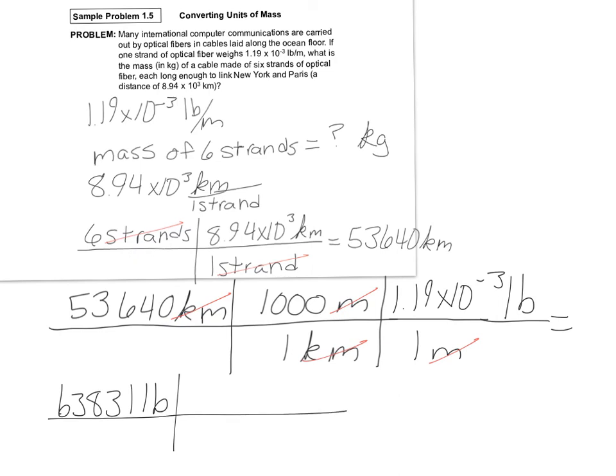And now I've got to convert that to kilograms, because the problem's asking for it in kilograms. So if I look on table 1.4, I will see that there's 2.205 pounds in 1 kilogram. And so now pounds divided by pounds are going to equal 1. That's going to cancel out. So I've got my 63,831 divided by 2.205 equals, and I got 28,900, roughly, I'm rounding this, kilograms.